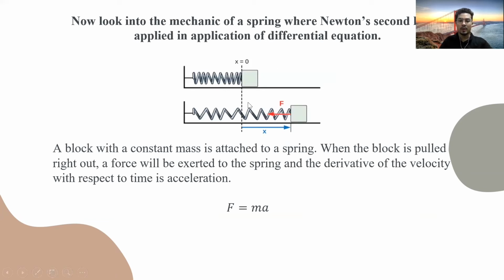Now the application somewhere in a physics problem. Now we have an image over here. A block of mass is attached to a spring. Now, if the block is pulled right out from the spring, a force will be exerted on the spring as the spring wants to go back to its original shape. So a block with a constant mass is attached to a spring. When the block is pulled right out, a force will be exerted by the spring, and the derivative of the velocity with respect to time is acceleration. So that is why F equals mass times acceleration.